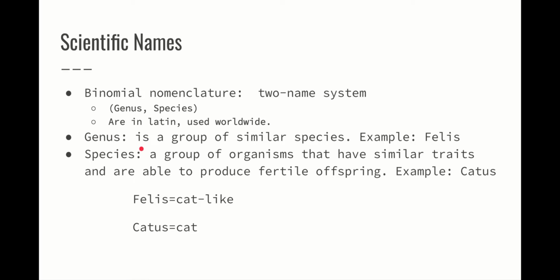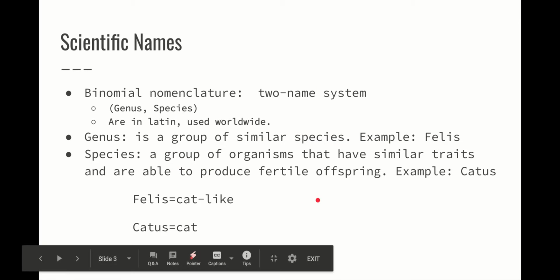A genus is a group of similar species. Examples would be Felis, that means cat-like. Species is a group of organisms that have similar traits and are able to produce fertile offspring. Examples would be Catus. Catus is Latin for cat.